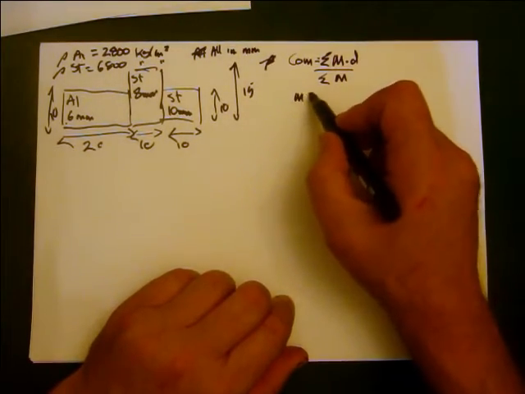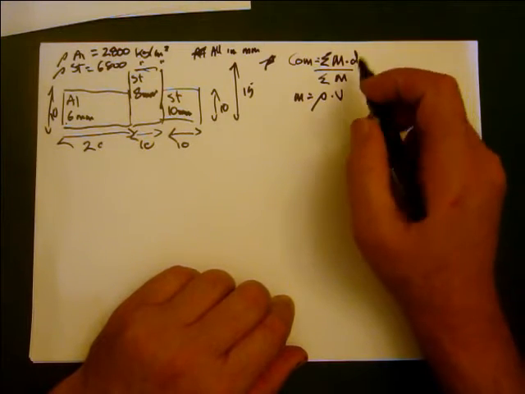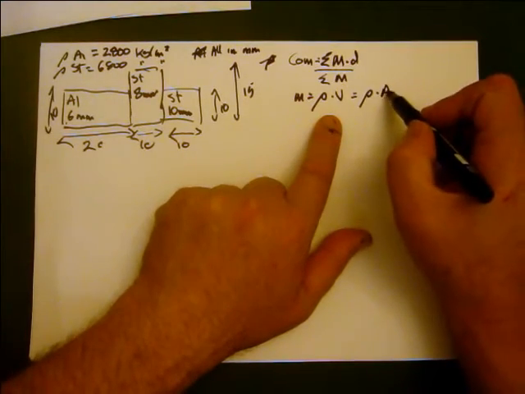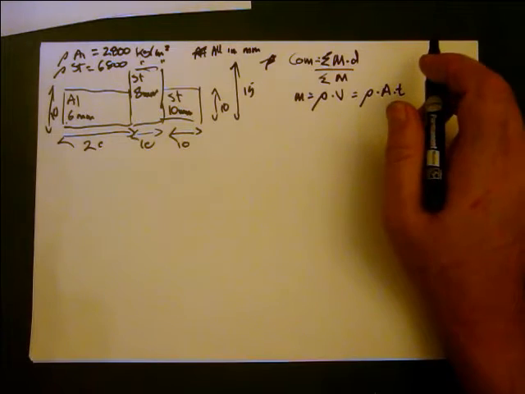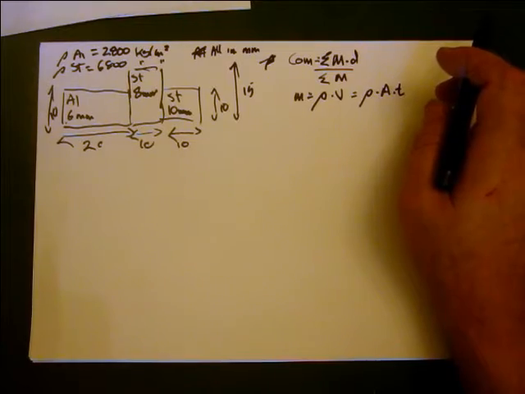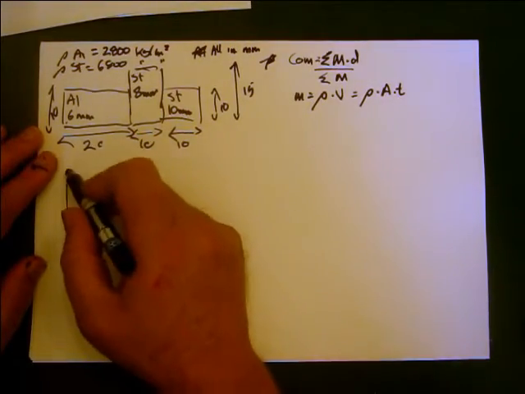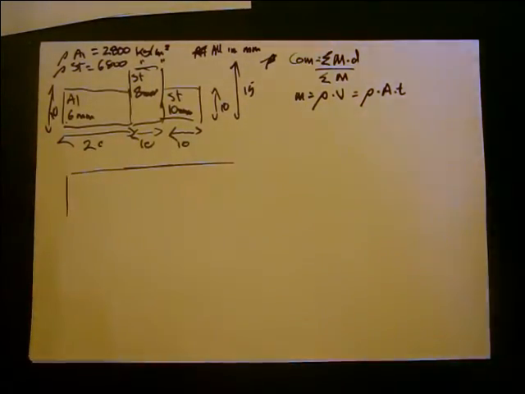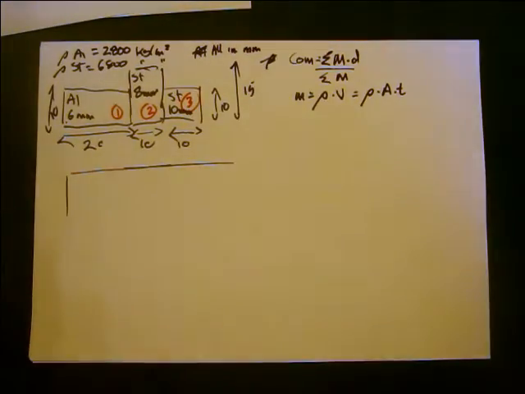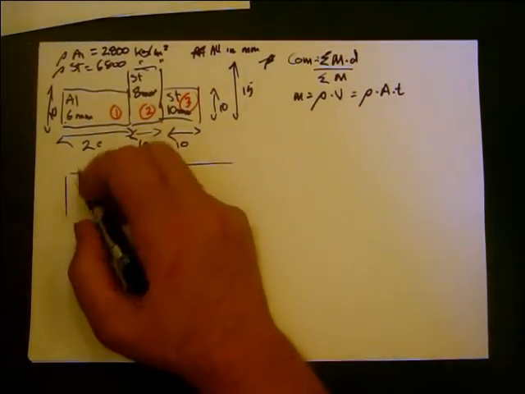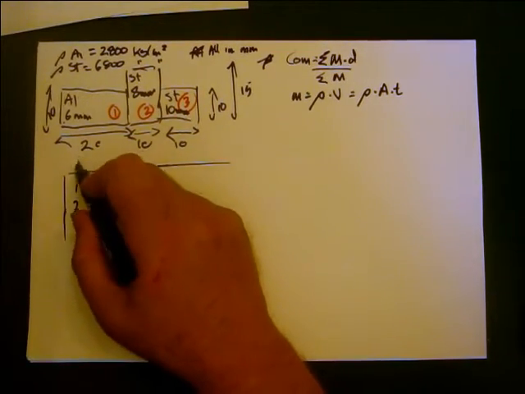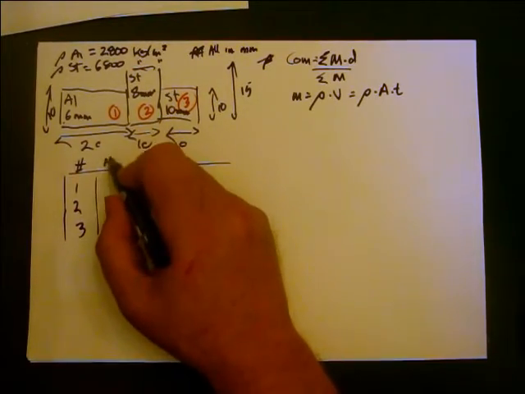Well, the mass is equal to the density times the volume. And the volume is equal to the area times the thickness. So we're just going to have to be careful of conversion units here. What we do is break this up into 3 areas, and that's already done. These are all rectangles: 1, 2, 3. I can work out the areas for number 1, number 2, number 3, and I can then work out the masses for each of these.